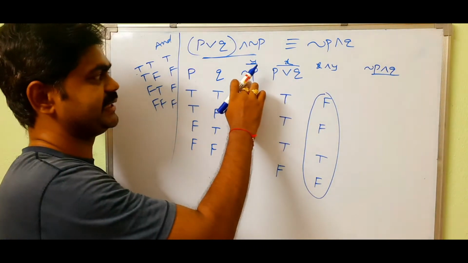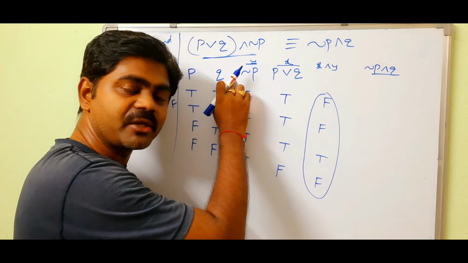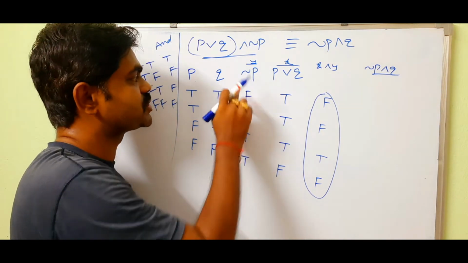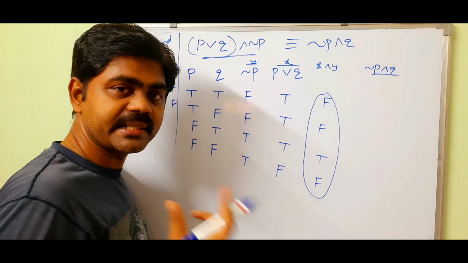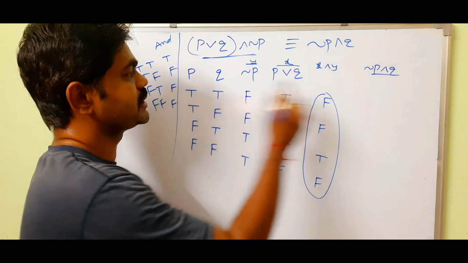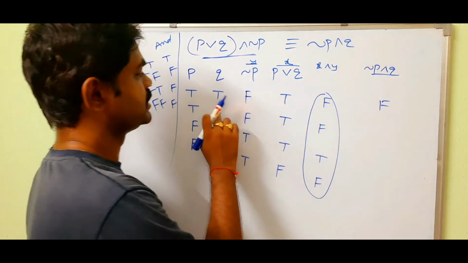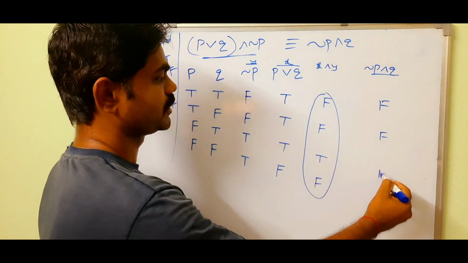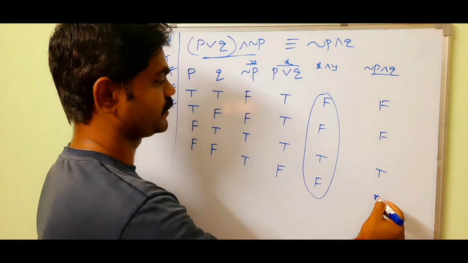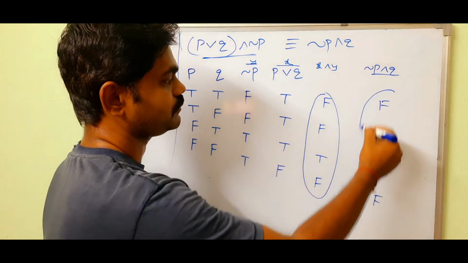So this one and this one, and my truth table is AND. Okay. So what is AND here? If both are true, then I will get true. In all remaining cases, I will get false. So true, false, false, false, false, false, true, true, true, false, true, false.